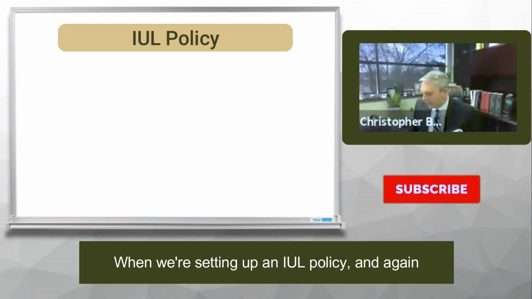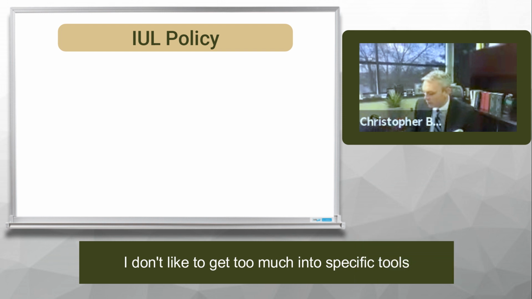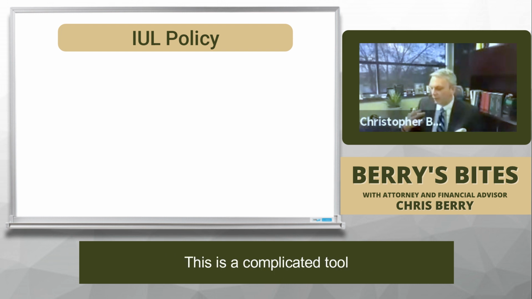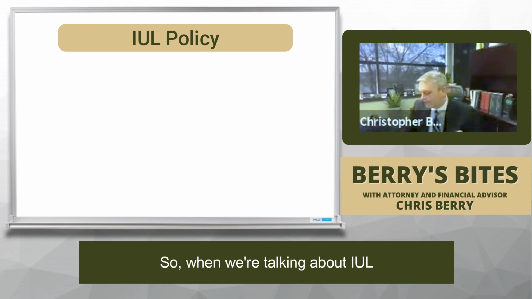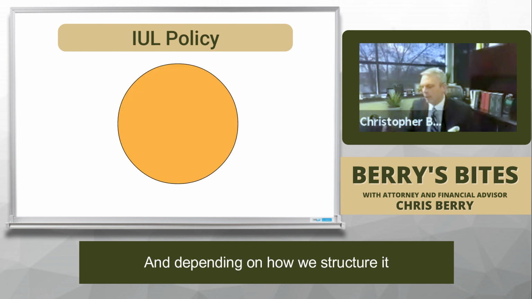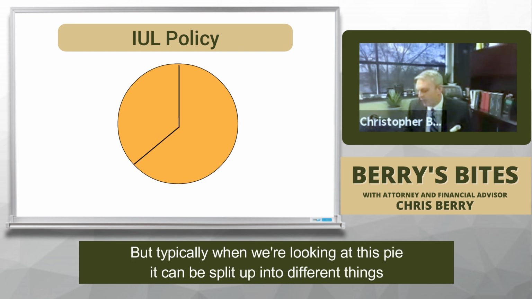When we're setting up an IUL policy, and again, I don't like to get too much into specific tools because I don't want it to come off as like I'm trying to sell you on something. But that said, this is a complicated tool. So when we're talking about IUL, kind of think of it as a pie, okay? And depending on how we structure it, it can provide different benefits depending on what your goals are. But typically when we're looking at this pie, it can be split up into different things.